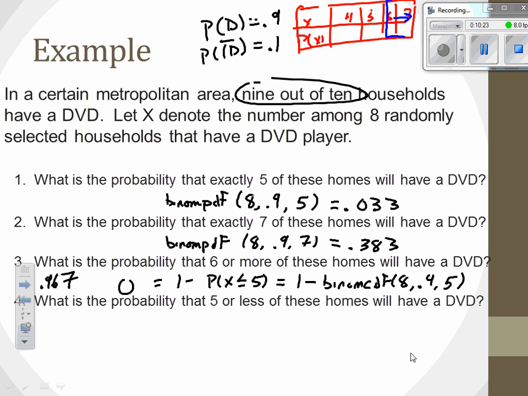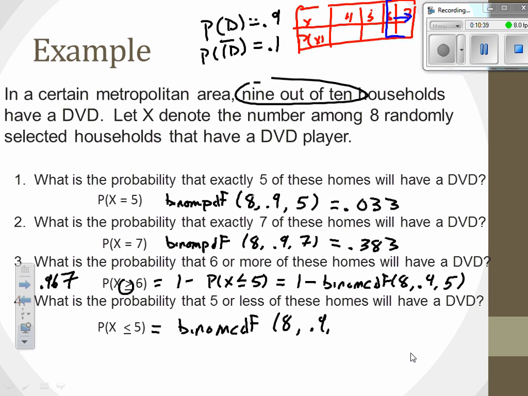And then finally, what's the probability that we have 5 or less? So x is less than or equal to 5. Here we can go straight to binomial CDF because it's going down: out of the 8 trials with a 90% success rate, that we have 5 or less. We actually just saw that.